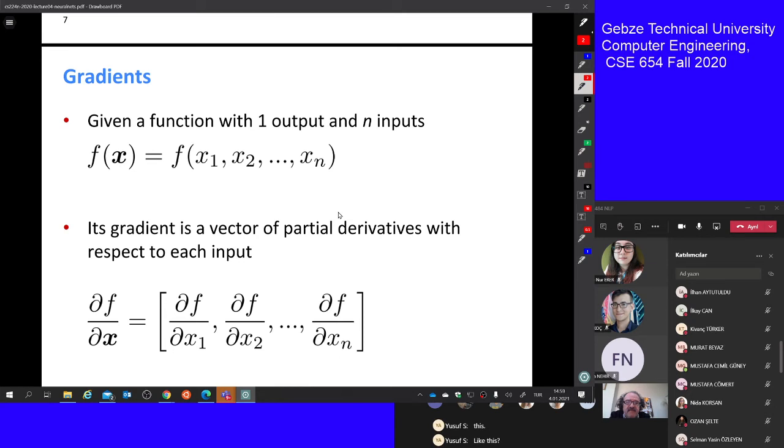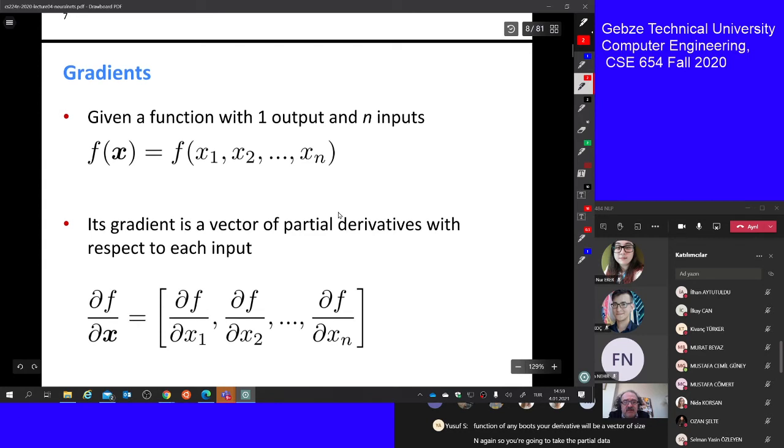It takes a vector as an input. So how am I going to take the derivative? There is no single derivative like a scalar previously. It says that if you take the derivative of such a function of n inputs, your derivative will be a vector of size n again. So you are going to take the partial derivative with respect to x1, then x2 up to xn.